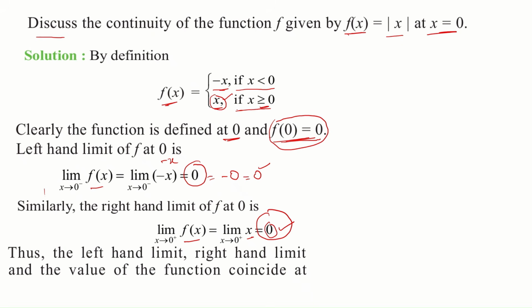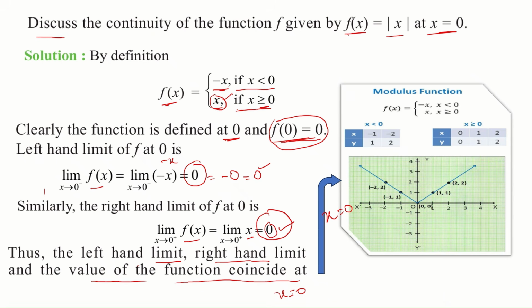Therefore this function is continuous at x equal to 0. It means that the left hand limit, right hand limit, and value of the function all three coincide at x equal to 0. And we can look at the graph of this function, the modulus function.